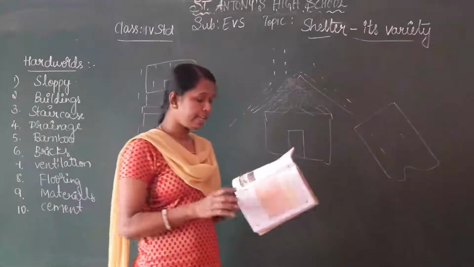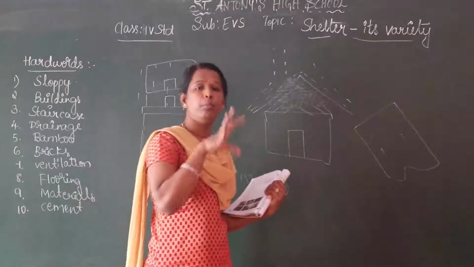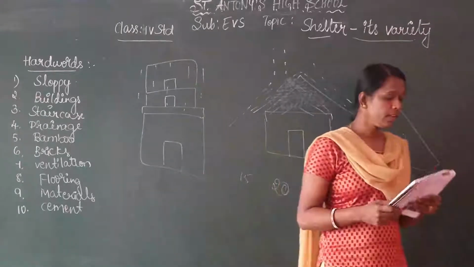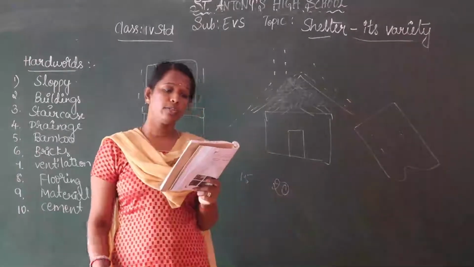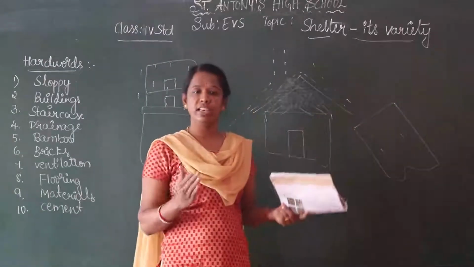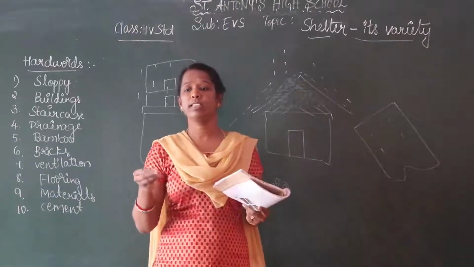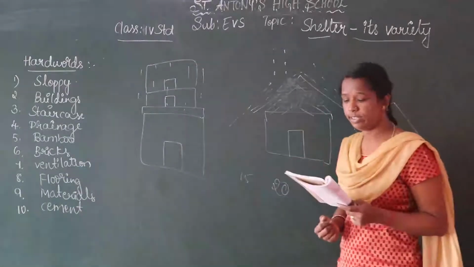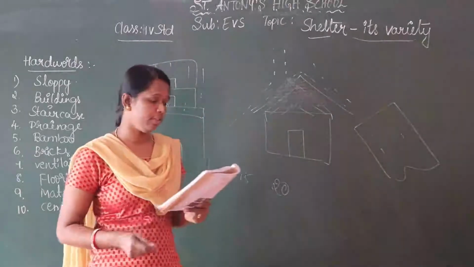Rats and snakes also do not construct houses, but they will live in burrows. Those burrows are constructed by some termites. So there is a variety in the shelters of animals also. They use different materials to build their houses. Birds will use twigs, leaves, fibers like that. Ants and termites will use mud to construct the shelter. Like that, different animals use different materials for construction.